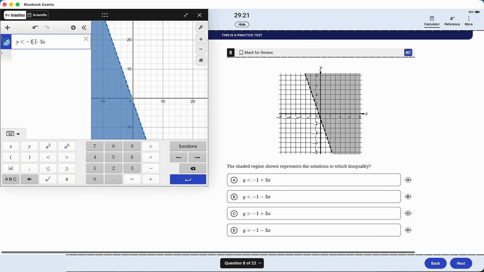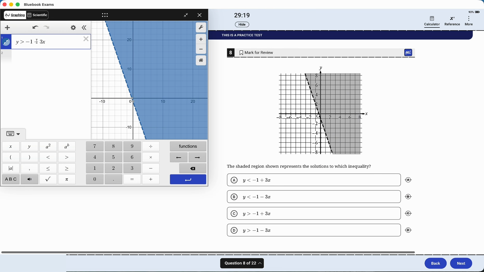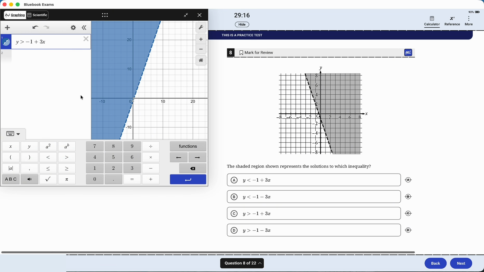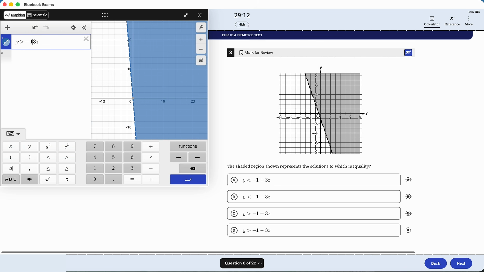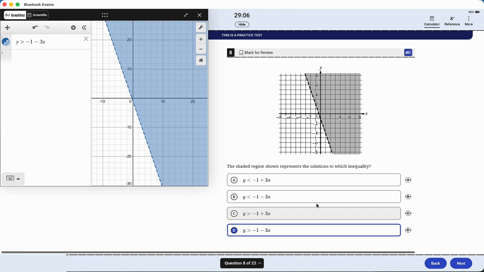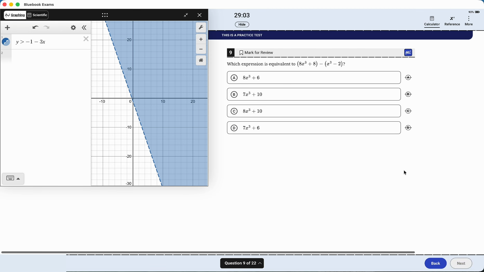So if I try C, C just flips this sign, makes it plus 3x, right? If I try that, no, so that's again going up and to the right. That's not what we want. So finally I change it to D, and we see D has everything. It's going down and to the right, and it also has the shading on the right side. So inequalities like that, generally just put it in Desmos, should be freebies.